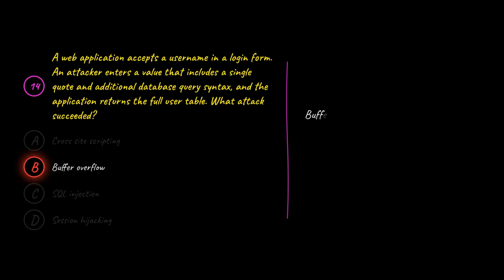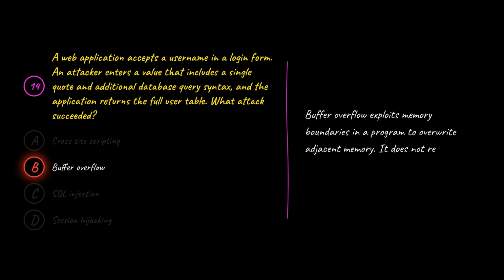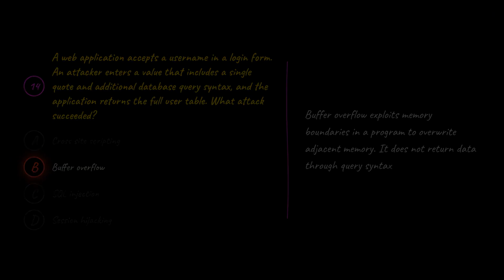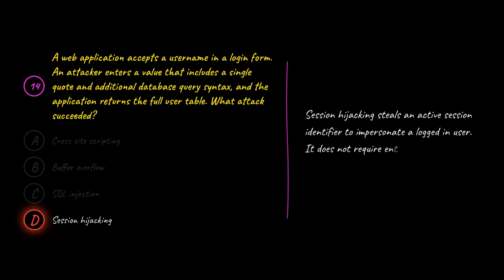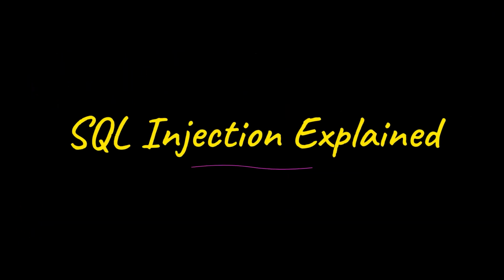B is wrong because buffer overflow exploits memory boundaries in a program to overwrite adjacent memory. It does not return data through query syntax. D is wrong because session hijacking steals an active session identifier to impersonate a logged-in user. It does not require entering query syntax through a form field. SQL injection is one of the oldest and most persistent web application attacks. To understand why it works, we need to look at what happens when user input meets a database query.